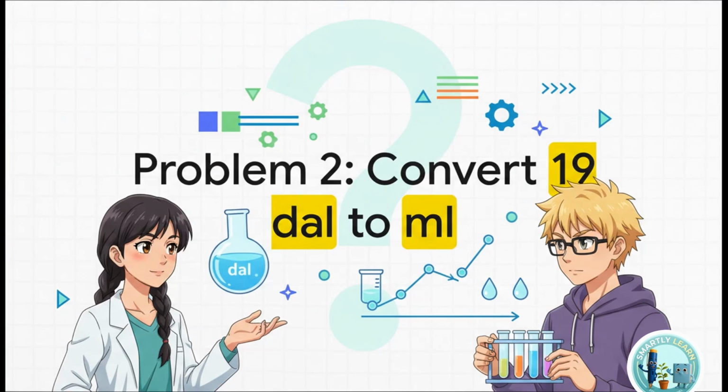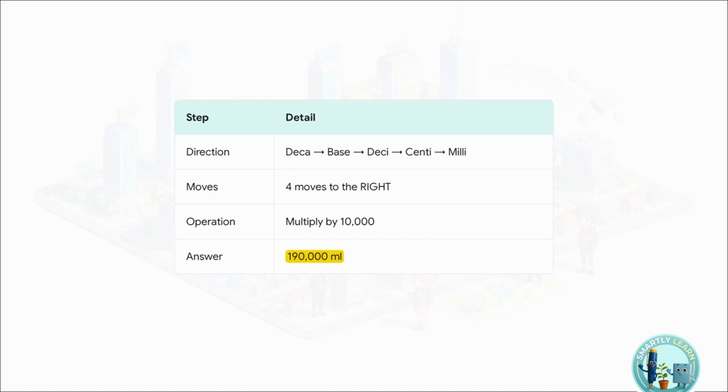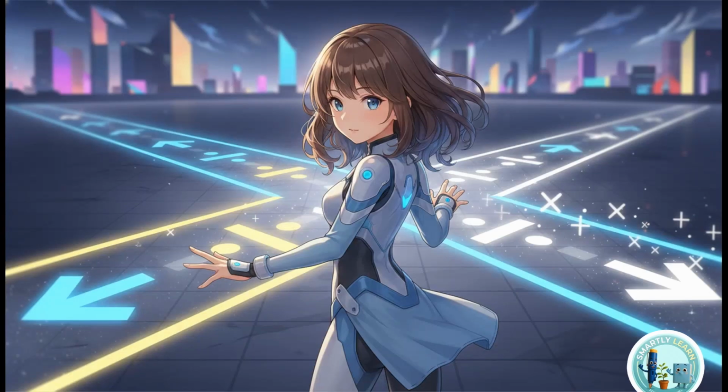Awesome. Let's try one that's a little bit of a bigger jump. How about converting 19 decaliters into milliliters? Let's figure it out. Okay, we're starting at dad for deca, and we need to go all the way to men for milli. Let's count. Base, deci, centi, milli. That's 4 moves to the right, so we multiply by 10 4 times, which is 10,000. 19 times 10,000 gives us a massive 190,000 milliliters. Wow! You're getting the hang of this. We've totally nailed moving to the right.